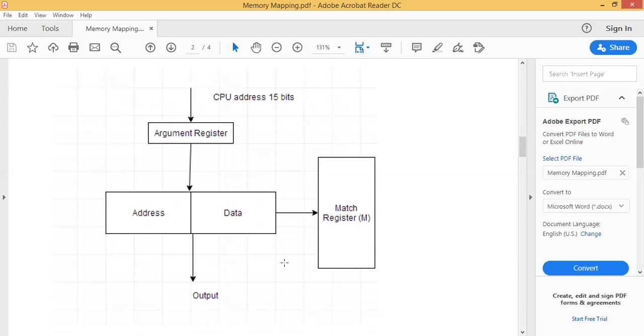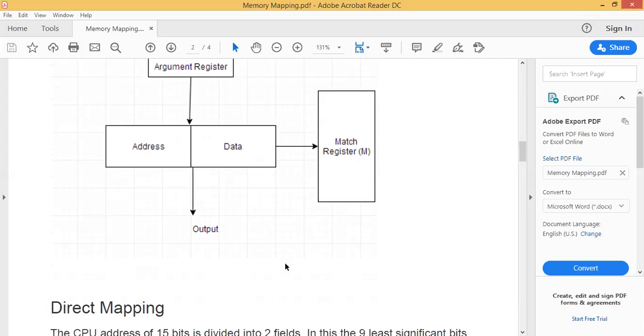Here is a given diagram of associative mapping. The CPU address of 15 bits goes into the argument register, then it is divided into two parts, address and data. Then a match register is matched, and then the output will be generated.